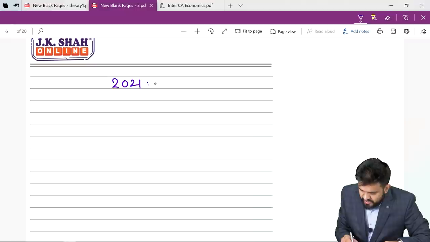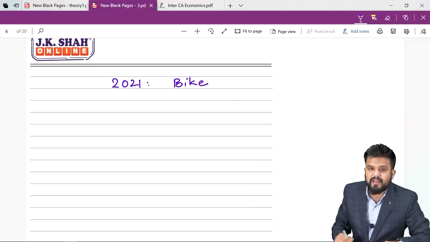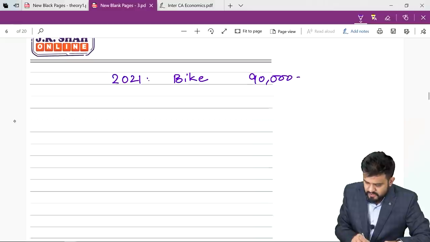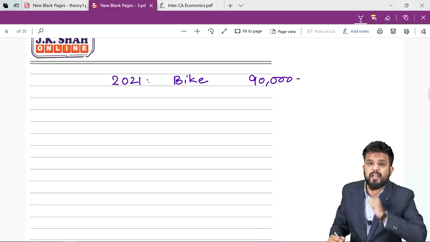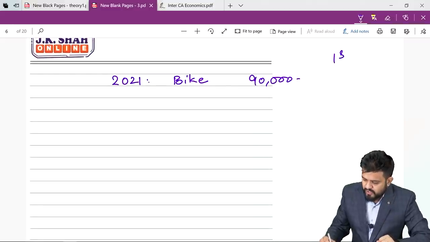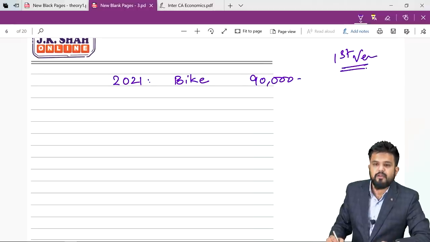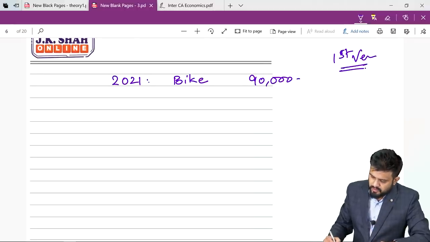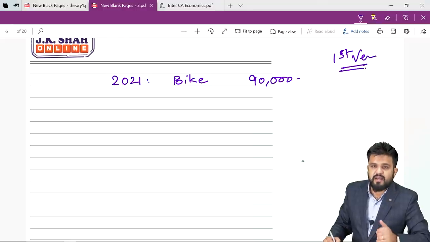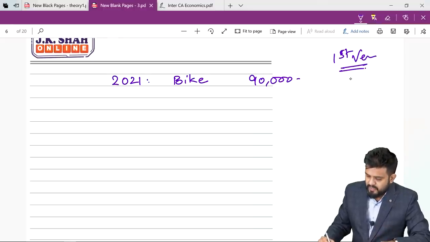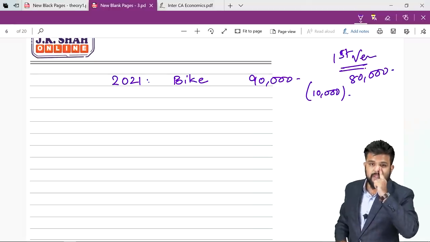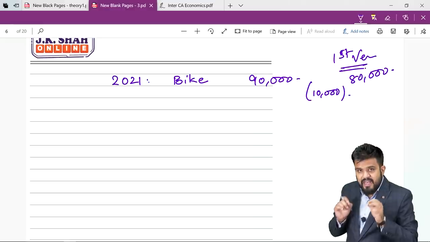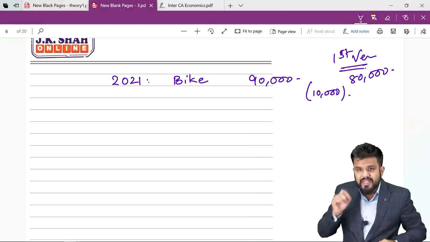in 2021, say for example, I purchased a brand new bike for 90,000 rupees. And after 2 months, in the same year, I decided to sell that bike. Now I went to the first vendor. He is looking at the bike, checking the condition of the bike, looking at the papers, and he is telling me that he is going to give me 80,000 for this bike. Now how much depreciation has he charged? 10,000. I had purchased for 90, and the first second-hand bike vendor is ready to give me 80,000 for it.